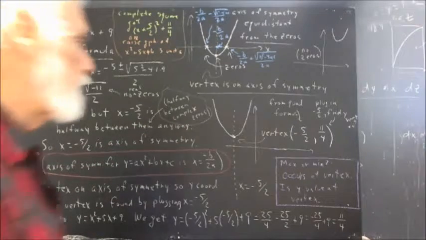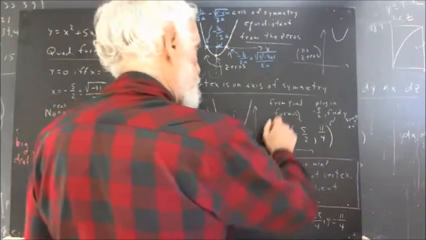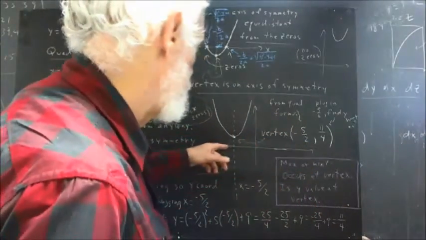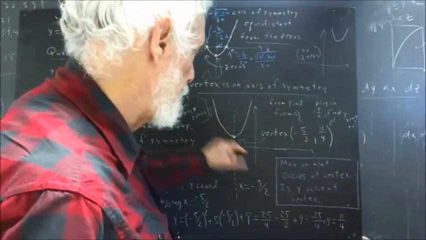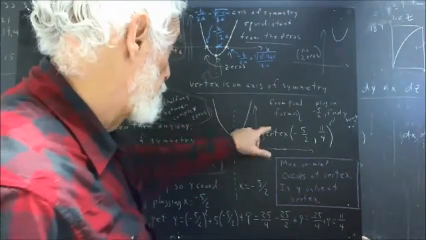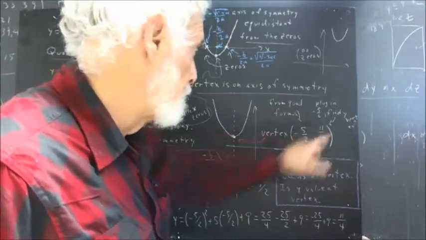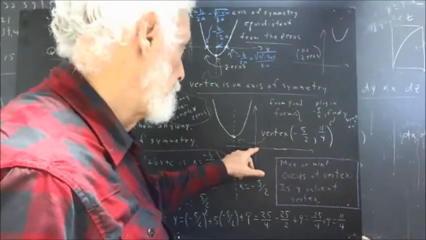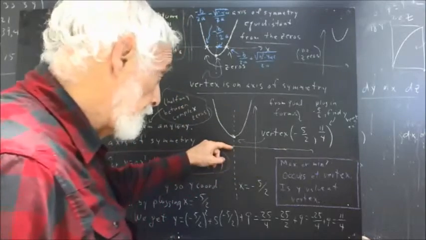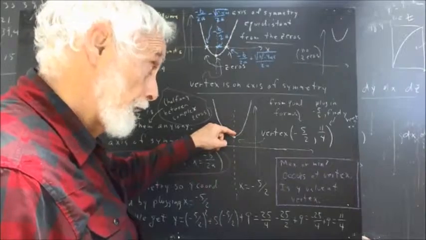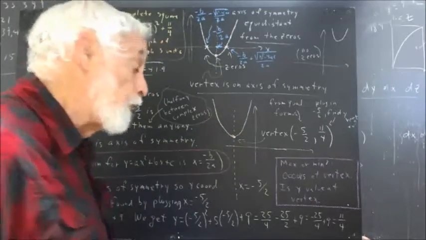So we could take the y equals x squared graph and transform it by moving it 5/2 of a unit to the left and 11/4 of a unit up, because the y equals x squared graph has vertex at 0, 0. To get the vertex to this point, you're going to have to move from 0, 0 to negative 5/2, 0, and then up to get to negative 5/2, 11/4.